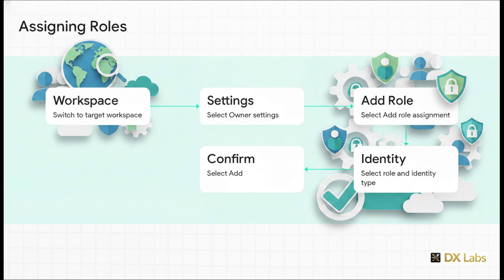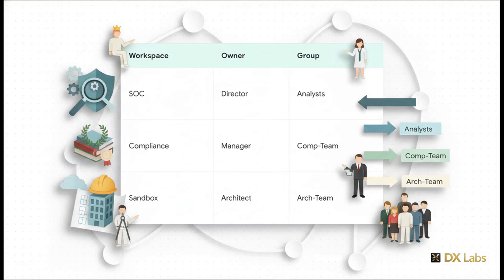From there, just open the Home menu, hit Owner Settings, choose Add Role Assignment, pick your identity type, search for the identity, and simply click Add. This brilliantly illustrates how a large organization, let's call them Contoso, structures this. Notice how the individual SOC director owns the SOC workspace, while the compliance manager completely separately owns the compliance EU workspace. They exclusively govern their own areas.